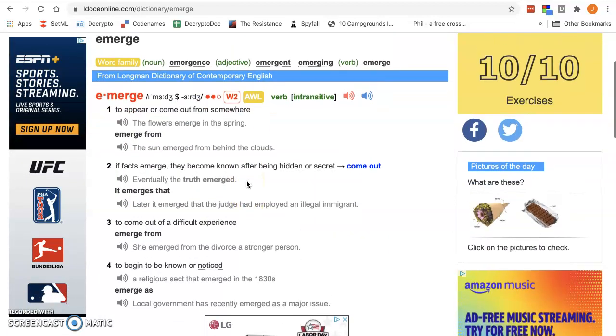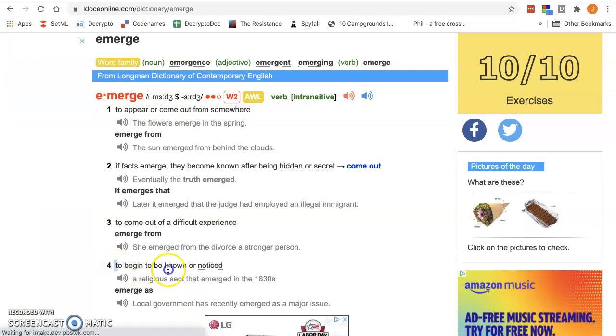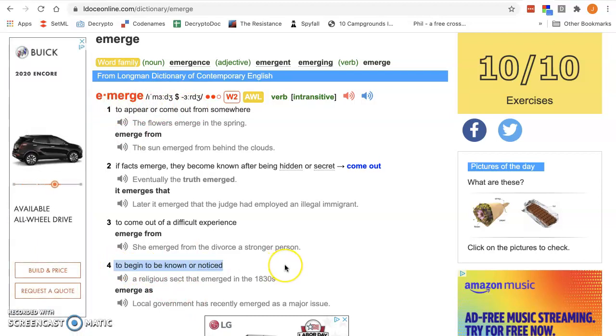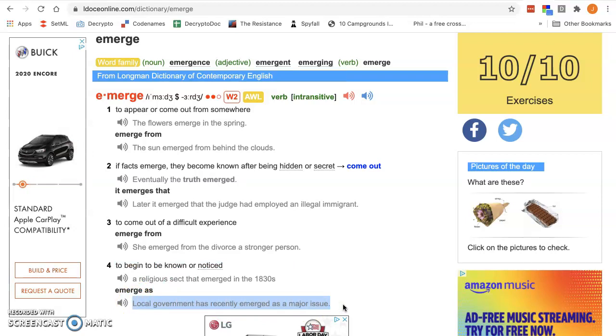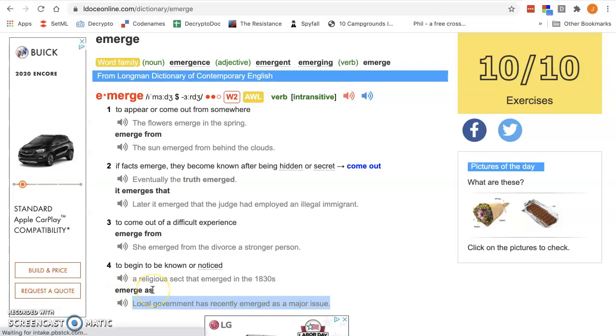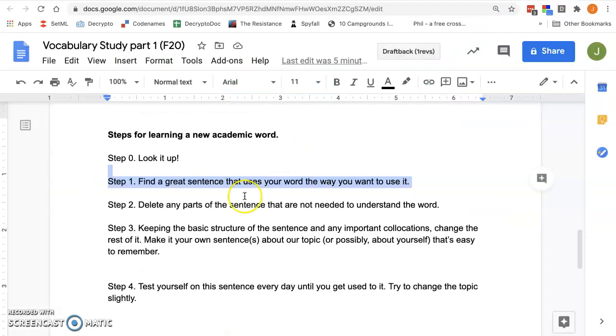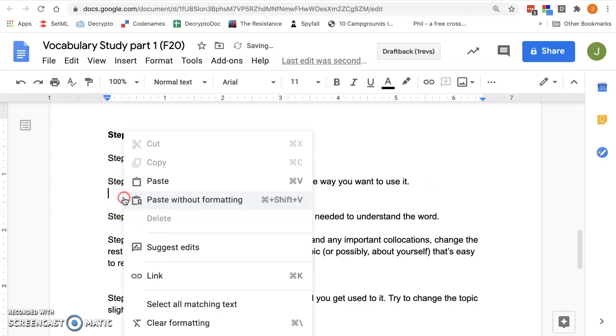So I'm actually going to use this definition here, to begin to be known or noticed, because that's the way it's used in my text. And I like this sentence especially. Local government has recently emerged as a major issue. So I'm kind of interested in this combination, emerge as. I chose it because it looks very similar to the way that it's being used in the article that I'm reading for class. So I'm not gonna worry about all the different ways to use emerge right now. I'm just gonna learn this one way to use emerge. So once I've done this, then what's the next step? Okay, find a great sentence. I'm gonna paste this sentence right here.